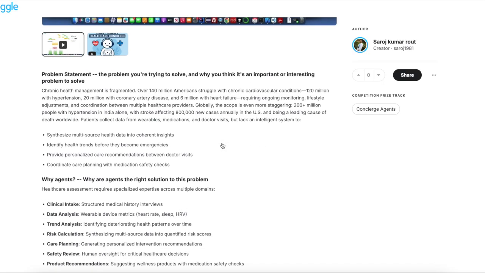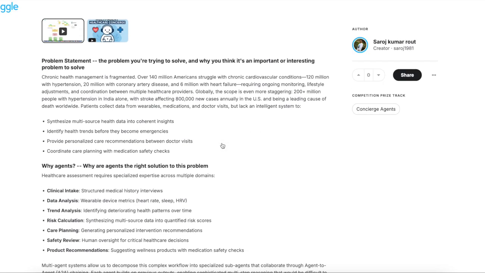At the same time, people generate rich data from wearables, medications, doctor visits, and labs, but there is no 24 by 7 always-on assistant that pulls this into simple, actionable guidance. That gap is what this project is trying to solve.